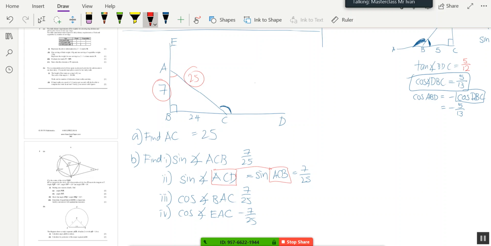So this one, how do you present? Jerome, look here. This guy is equal to the negative of his brother. Cosine angle BAC, which is equal to negative of 7/25. Just like that. Okay.